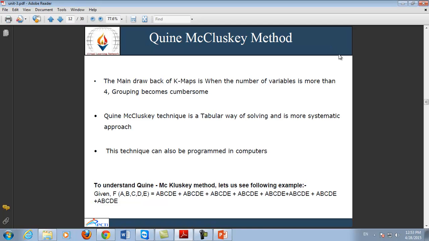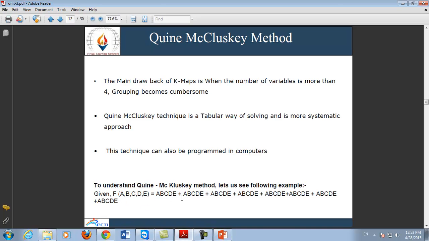The Quine-McCluskey method, or you can say the tabular method. In the Quine-McCluskey method, a function is given, a function of a total of 5 variables, and the output of this function is ABCDE plus ABCDE bar. This is the output of this function.